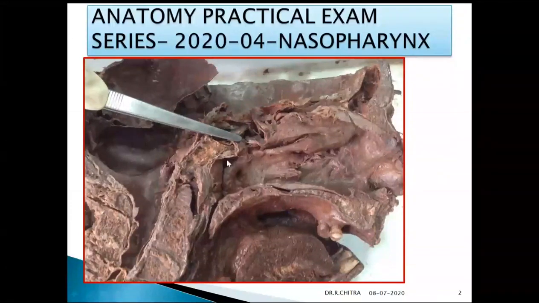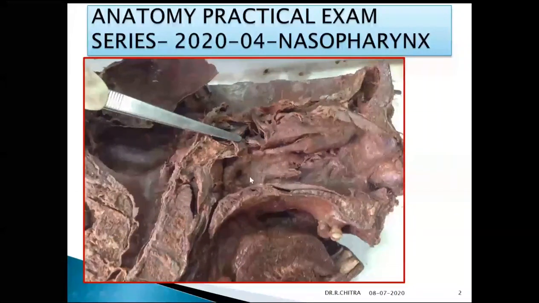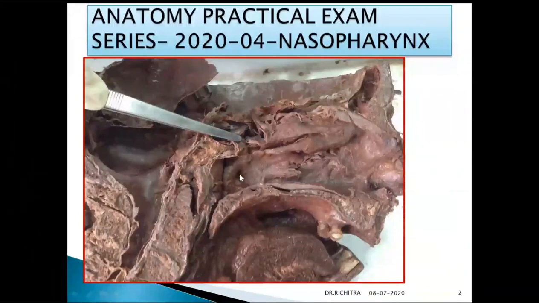And what you are seeing here in this sagittal section of the head and neck, this is the lateral wall of the nasopharynx, where we see this opening. So this opening is the pharyngeal opening of the auditory tube. It is situated about 1.25 centimeter, exactly behind the inferior nasal concha, behind and slightly below. This is the inferior nasal concha, behind and slightly below. So this is the pharyngeal opening of the auditory tube.